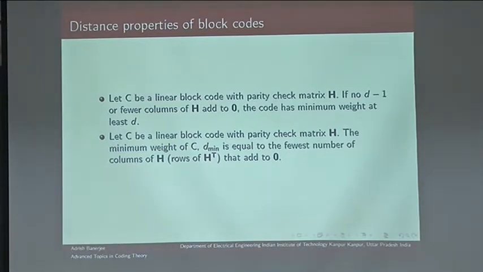So the minimum number of columns of the parity check matrix that add up to 0 will give us the minimum Hamming distance, the minimum weight of the code. Okay.